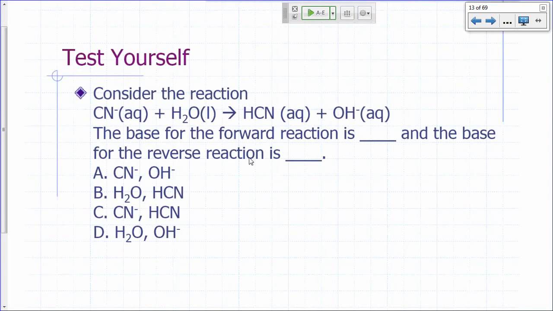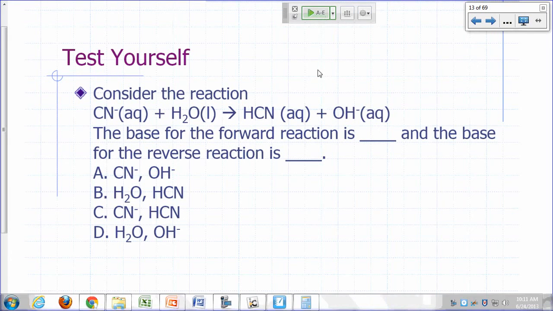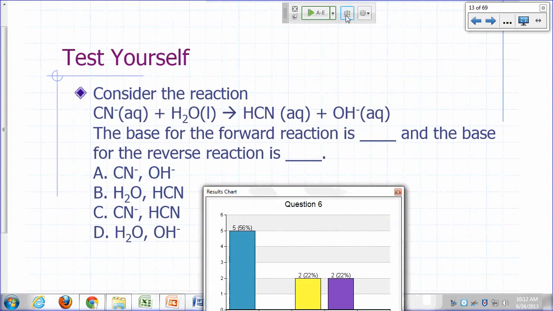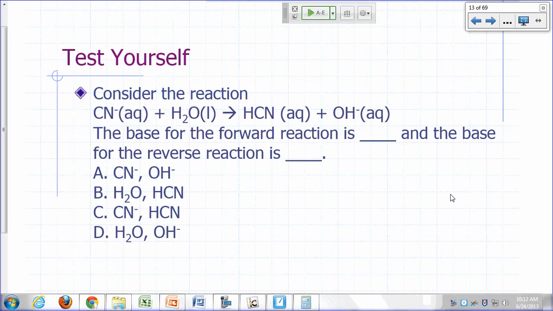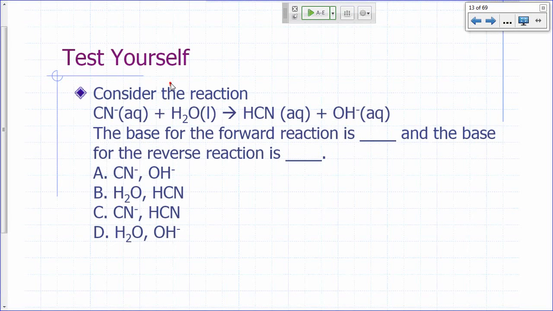Let's try this one. Cyanide plus water gives you HCN plus hydroxide. What is the base for the forward reaction and the base for the reverse reaction? So, what's the base? The acceptor. What happened here? This H2O lost a proton, right? It transferred over to the cyanide to give you HCN. So what's the base for the forward reaction? The cyanide, and that's the acceptor, right?